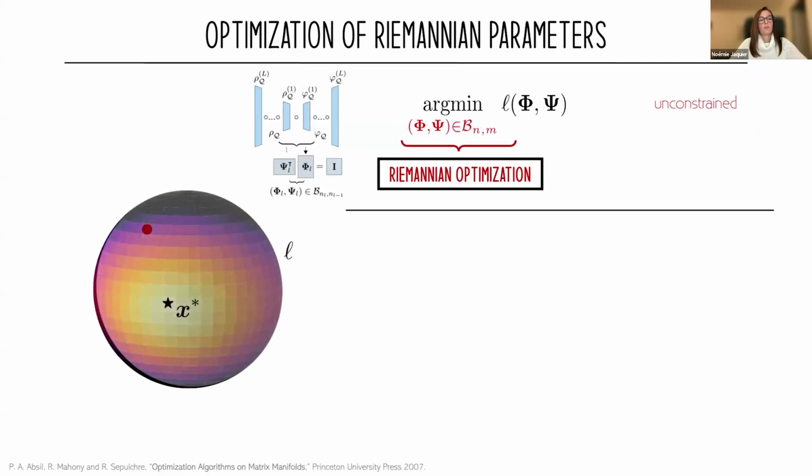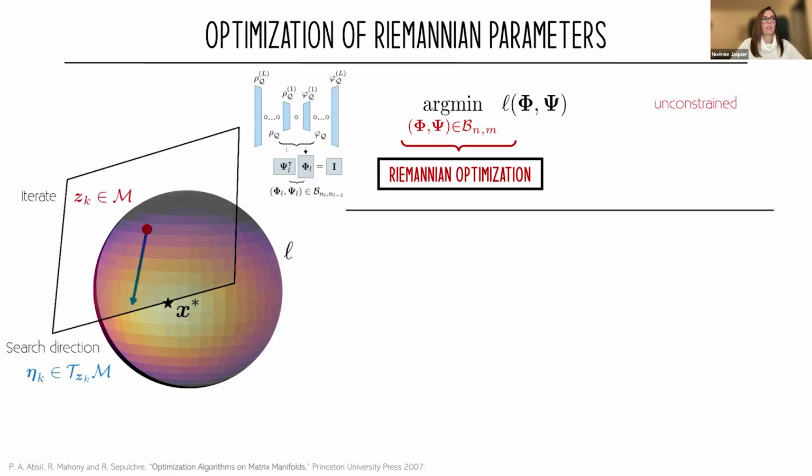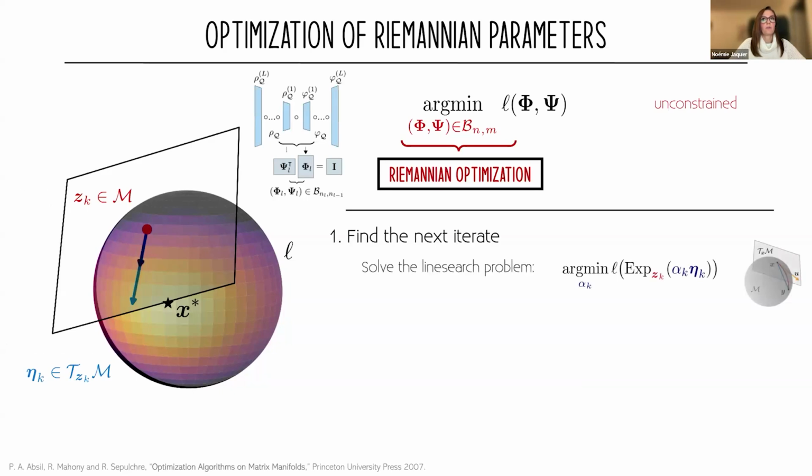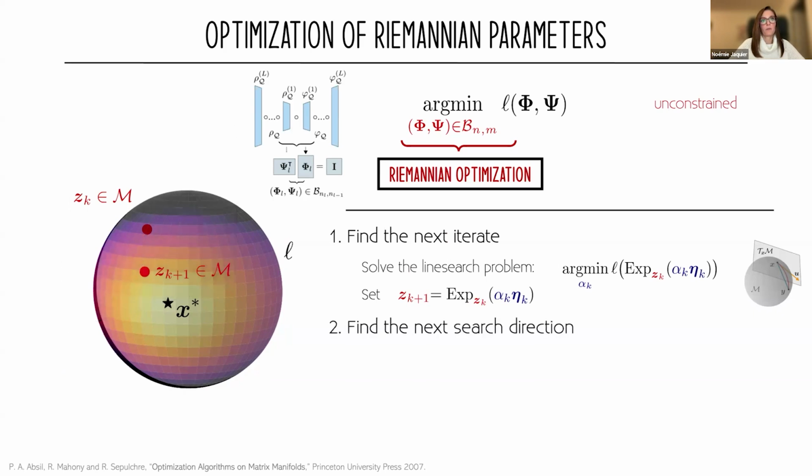So the Riemannian optimization works as follows. Here we have just an illustrative example. The biorthogonal manifold is not a sphere, but the sphere is a simple way to visualize it. We start at a given point and we have a search direction for our optimization. First we want to find the next iterate. So we solve a line search problem, which tells us how far we have to go along the search direction in the tangent space. Then we find the next iterate by using the exponential map to map the search direction from the tangent space onto the manifold.